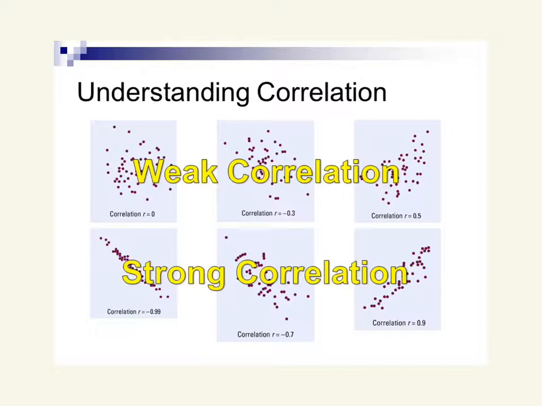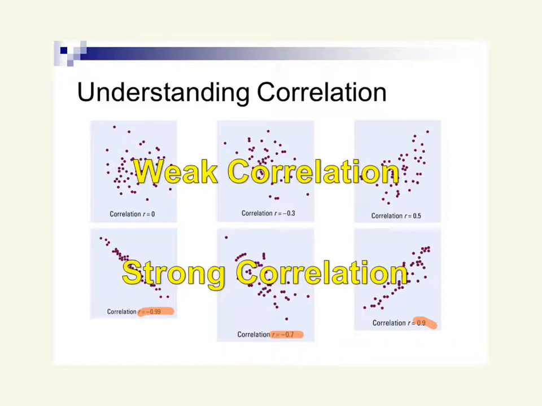So we look at the bottom scales here. We've got a -0.99. That's nice and strong. That's really strong. You look at how linear the form of that scatter plot is. We got a -0.7. Not as strong, but not horrible. And 0.9 again, pretty strong.